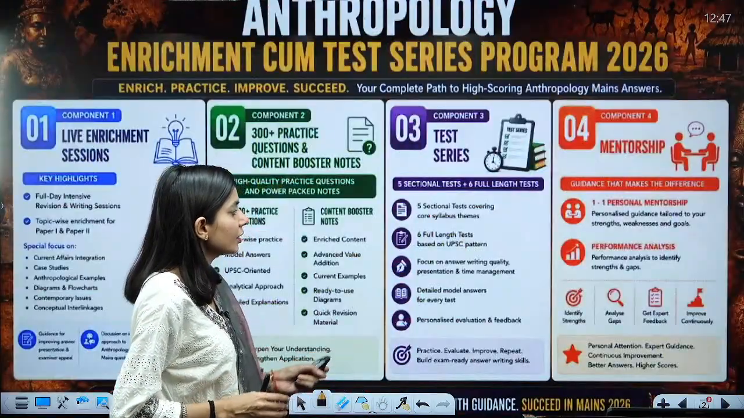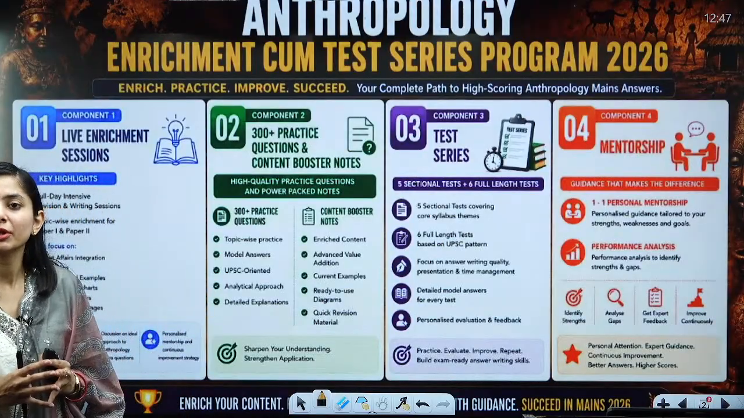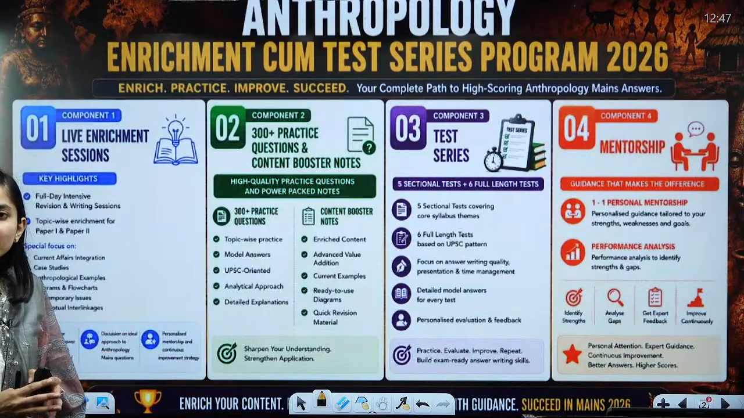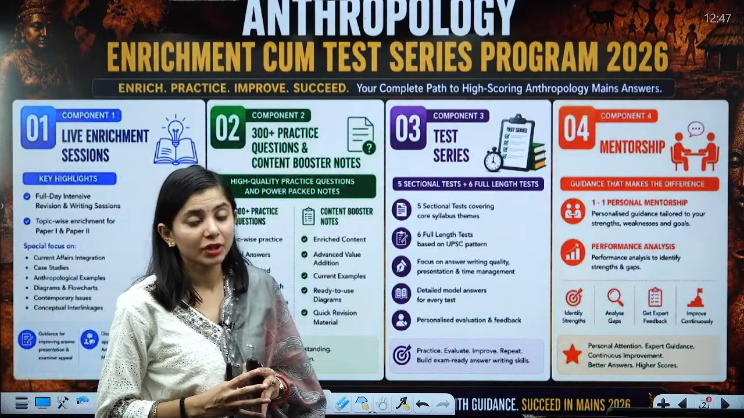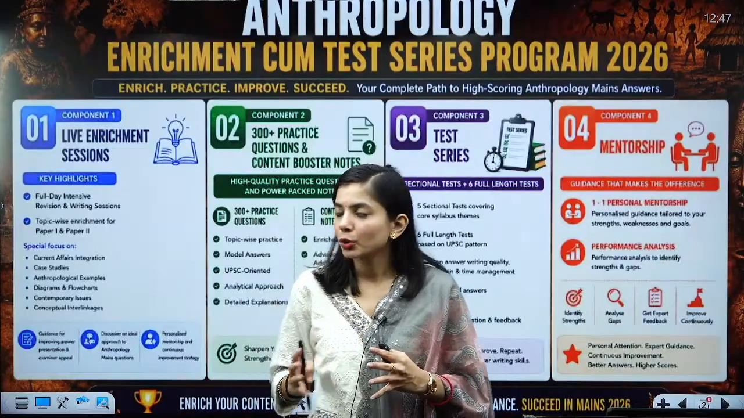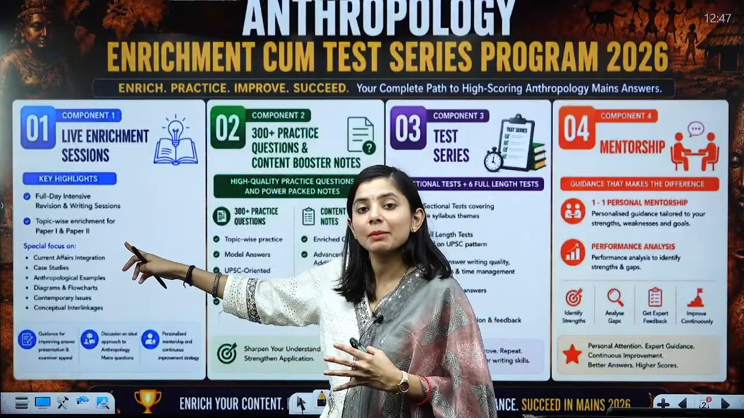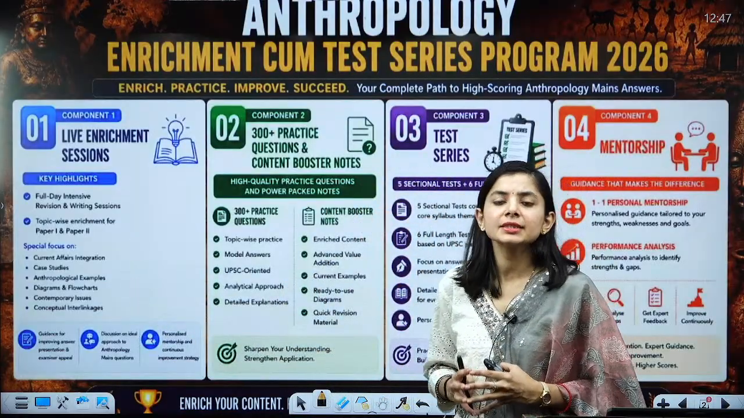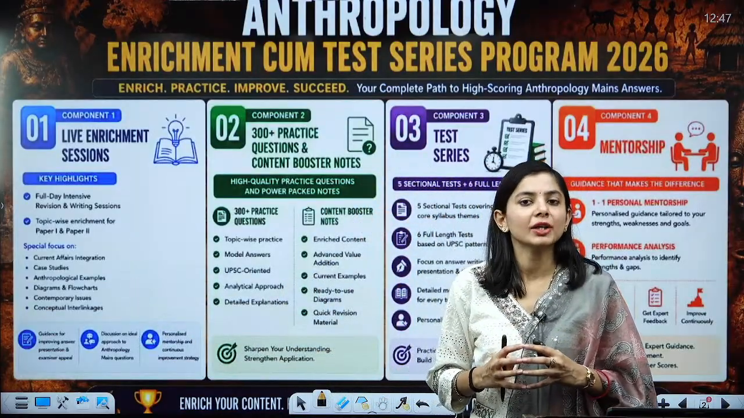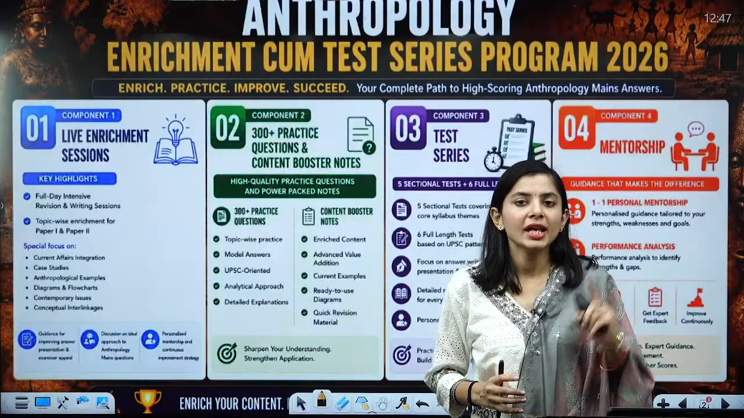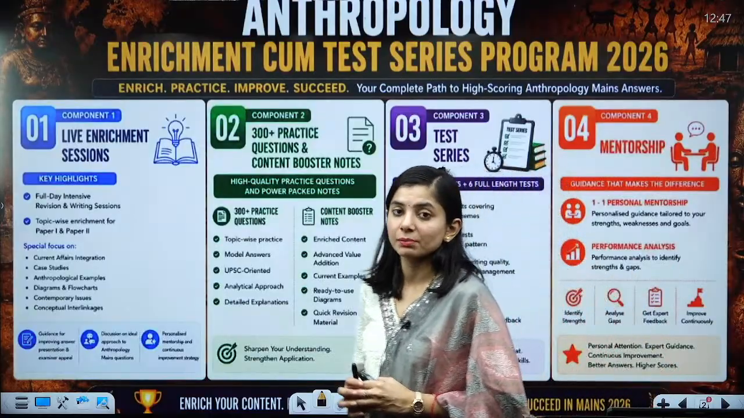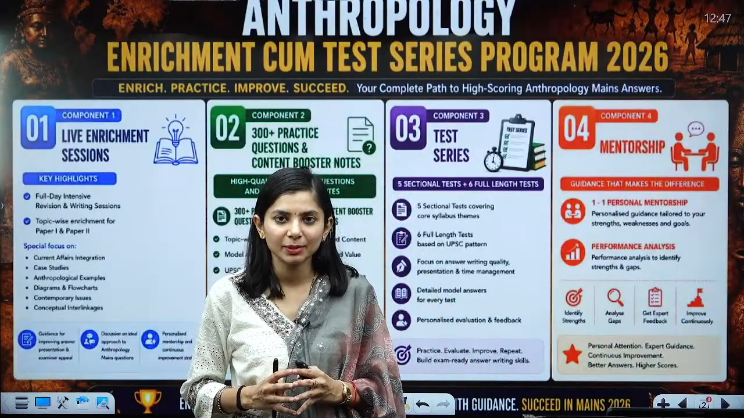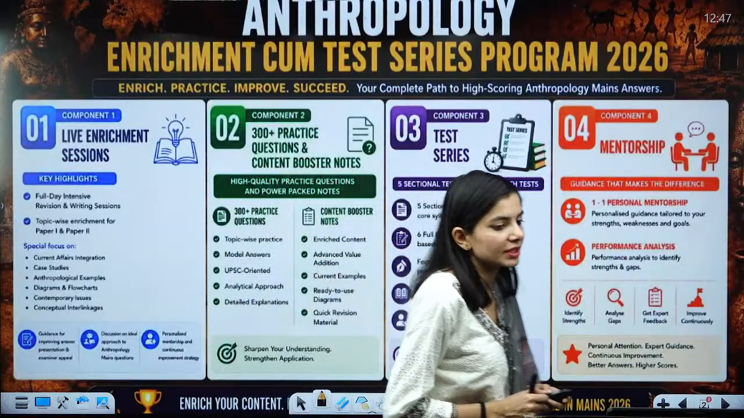In this batch, we are going to cover 4 components. The first component is the live enrichment session. Second is 300 plus practice questions with model answers. This will help you demonstrate or replicate the same approach that you are going to learn here. Third, the test series, so that we can evaluate whether you are going in the right direction or not. And the last one is one-to-one mentorship. This is a personalized mentorship program, that's why seats are very limited. Okay, now let's start.